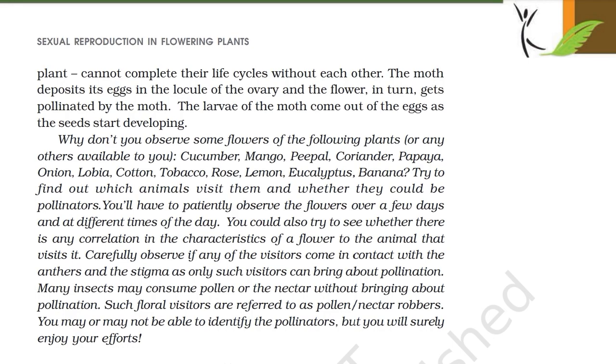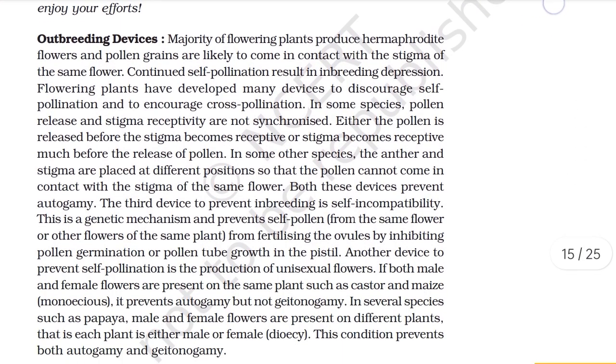You could also try to see whether there is any correlation in the characteristics of a flower to the animal that visits it. Carefully observe if any of the visitors come in contact with the anthers and the stigma, as only such visitors can bring about pollination. Many insects may consume pollen or the nectar without bringing about pollination. Such floral visitors are referred to as pollen or nectar robbers. You may or may not be able to identify the pollinators, but you will surely enjoy the efforts.